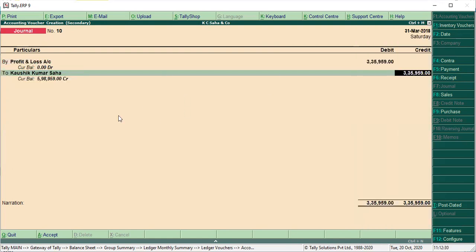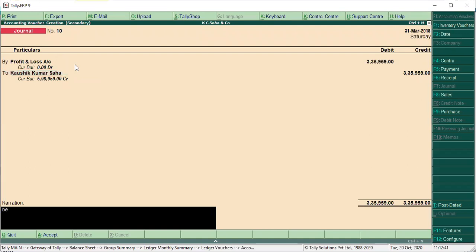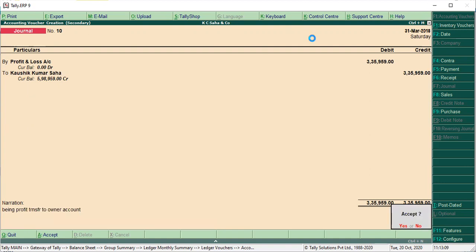Now you can see in Kaushik Shah that the balance of the capital account increases to 5,98,959. You can write profit transfer account as the narration. Is this point clear? Whatever profit you are earning should be transferred to the capital account of the proprietor. Kaushik Kumar Shah is the proprietor of KC Shah and Company. So I have transferred it at the end of the year, that is on 31st March.